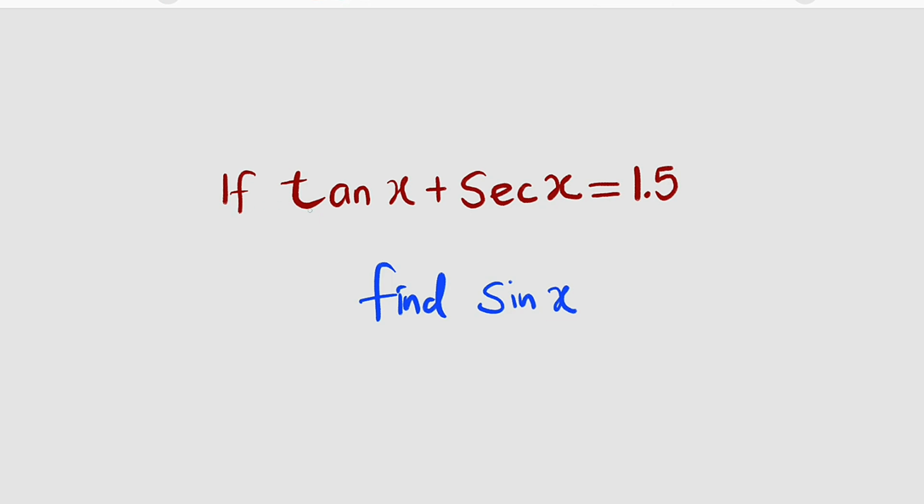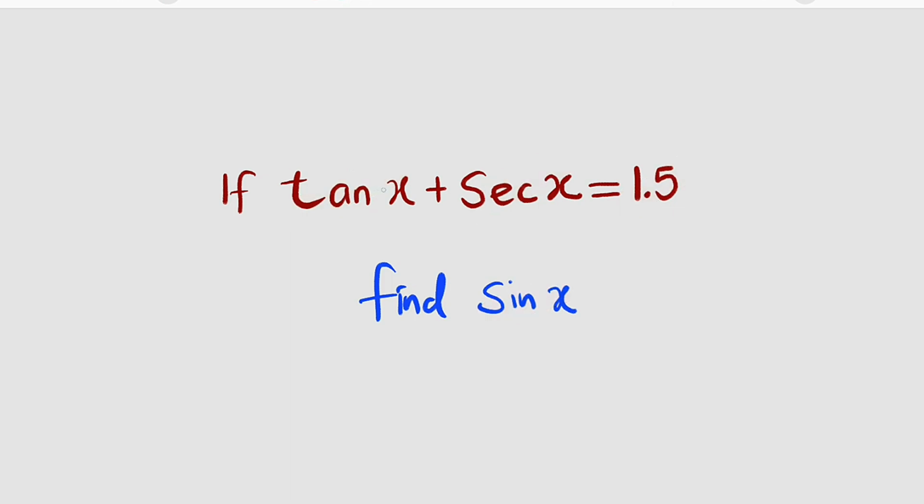The question reads, if tangent x plus secant x is equal to 1.5, we are asked to find sine x, which implies that we are going to treat sine x as a variable, right? So let's get started with the solution.